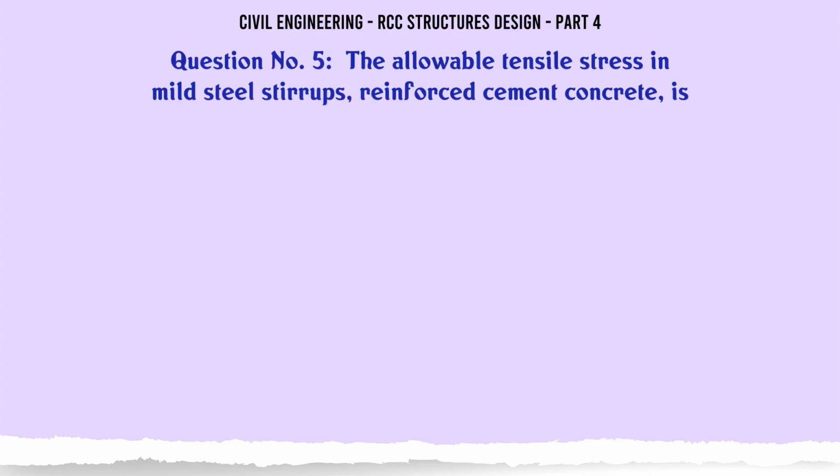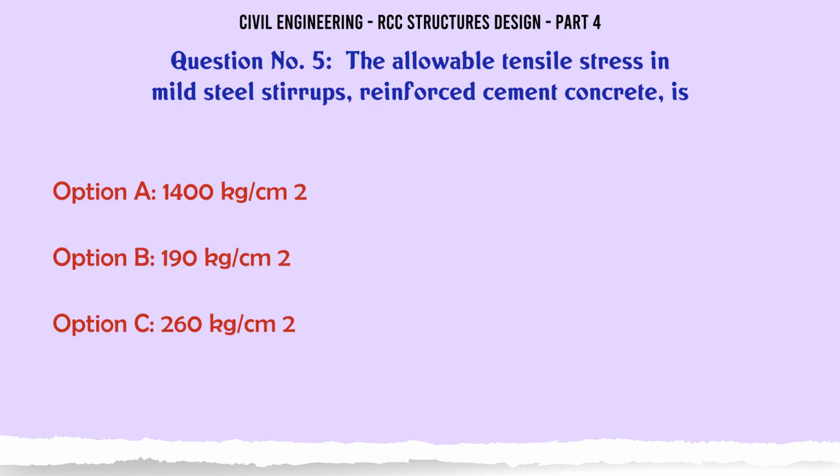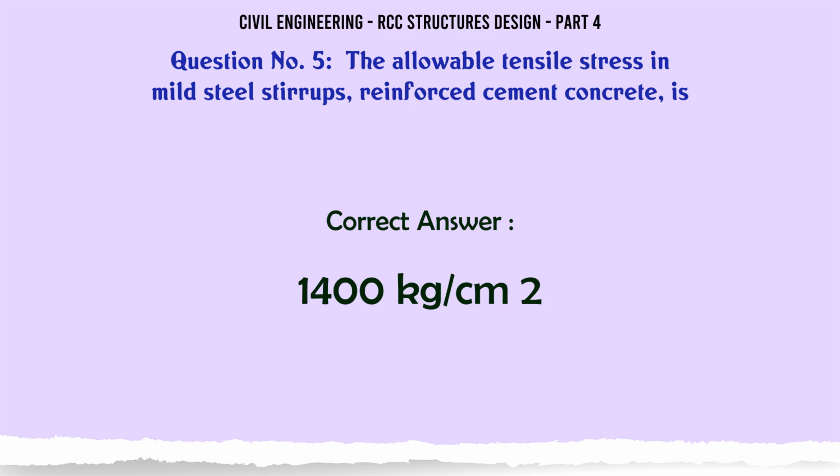The allowable tensile stress in mild steel stirrups in reinforced cement concrete is: A. 1,400 kg/cm2, B. 190 kg/cm2, C. 260 kg/cm2, D. 230 kg/cm2. The correct answer is 1,400 kg/cm2.